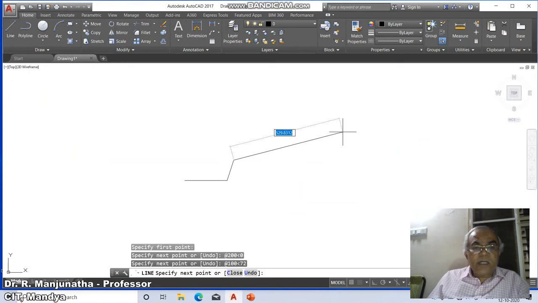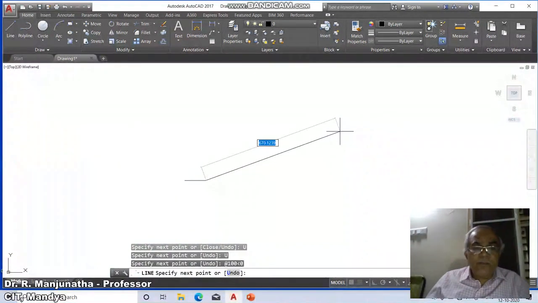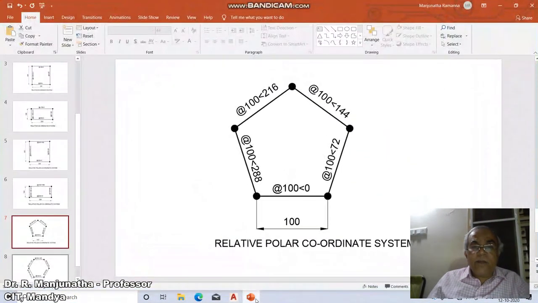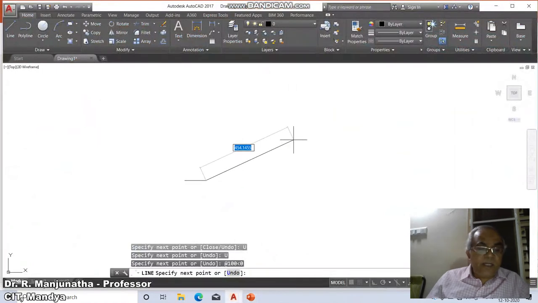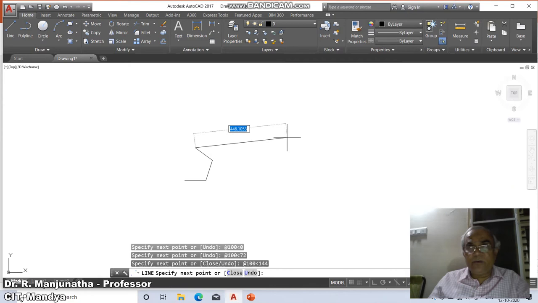At the rate 100 less than 72 degree. So here, because in the first case we are given 200, so at the rate 100 less than 0. Then again at the rate 100 less than 72. Then again at the rate 100 less than 144. 72 plus 72 is 144.